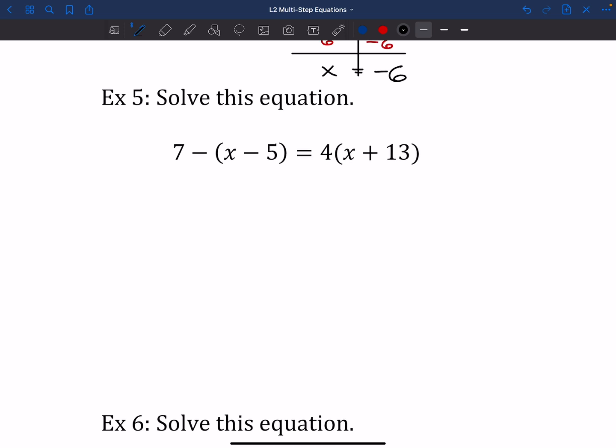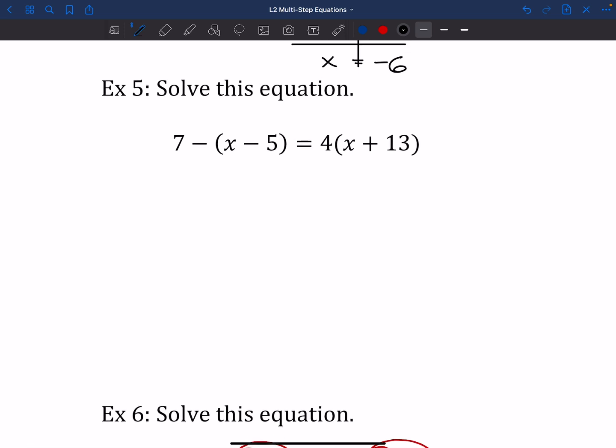We've got something that looks like number 5 here. So for number 5, we've got distribution on both sides that I'm noticing. We still don't have any fractions, so we still don't have to worry about that first step, but this distribution step is really showing itself here. So on the left-hand side, we have 7 minus, and then just in parentheses, x minus 5.